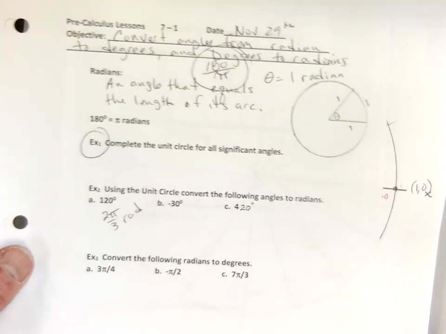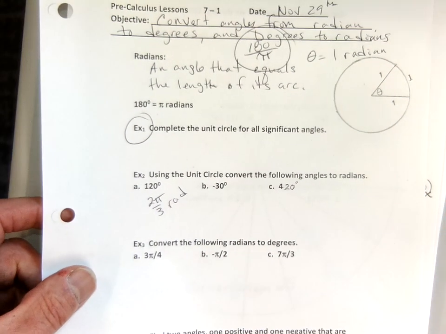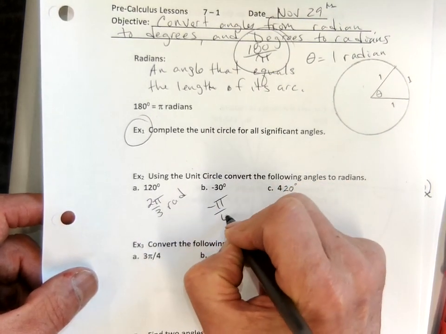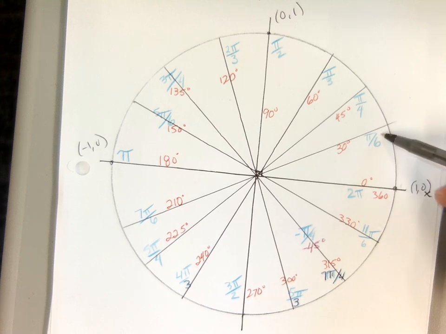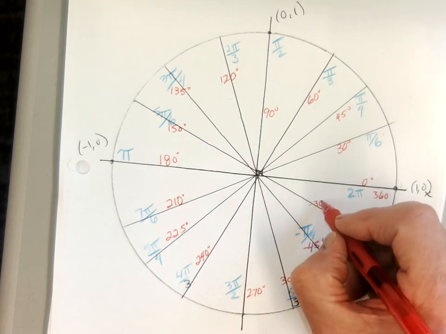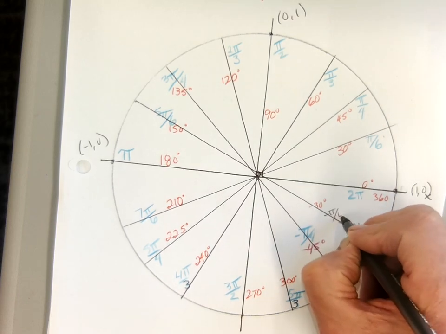Okay, good. Negative 30. We didn't put that on our circle. What do you think negative 30 would be? It's going to be a negative pi 6. Yes, okay, negative pi 6. The rotation up to 30 is pi 6, so going backwards would be a negative pi 6. Thumbs up on that one? You can put your negative 30 degrees, you can put your negative pi 6 if you want to on your circle, okay?